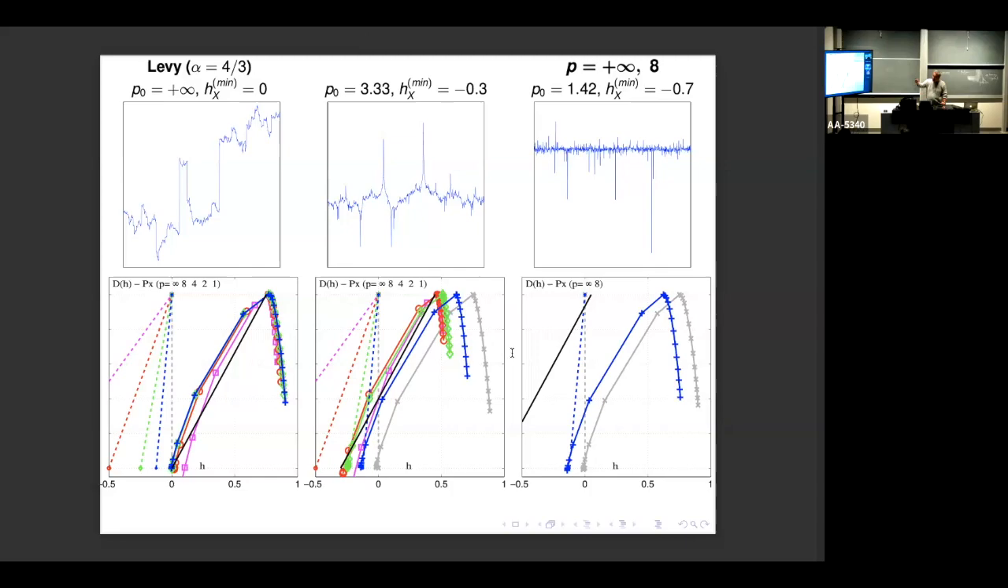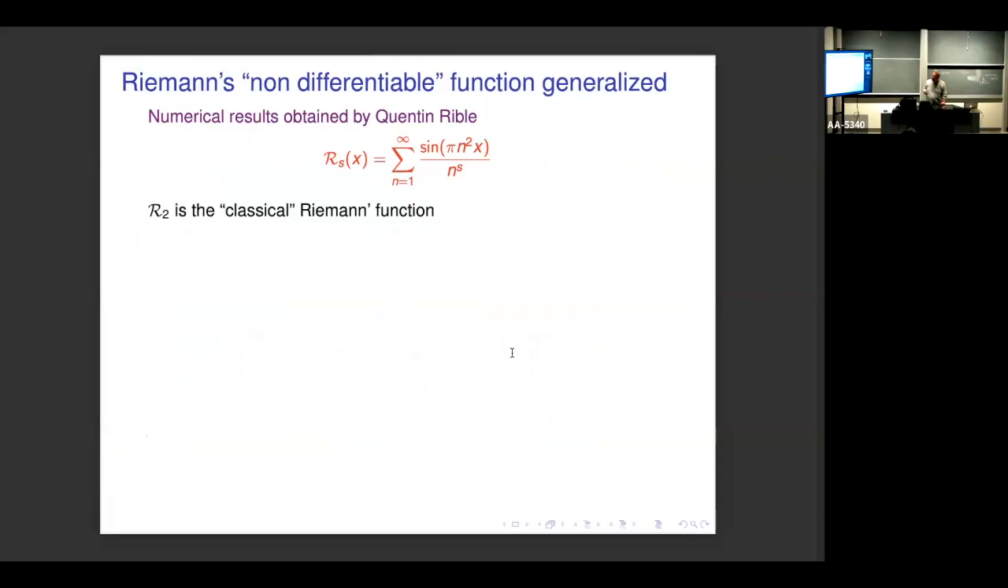And as you go down in p's and get close to the value for which you are in good shape, you are allowed to use the multifractal analysis. Using this p exponent, you get something which gets quite close to the right spectrum. Okay, so let me go back and show you some numerical analysis that was done by Quentin Rible. For those of you who were at the summer school, there was also a poster about that. I think it's very nice.